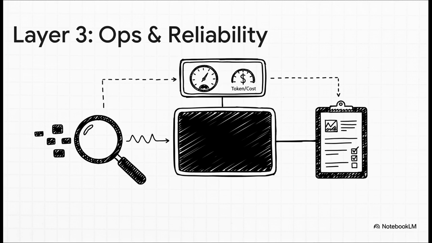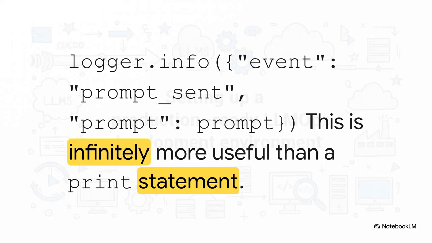Layer 3 is all about visibility. You absolutely need logging to see what your app is doing in real time. You need experiment tracking to remember which prompts worked and which ones didn't. And you need monitoring to watch for performance bottlenecks, errors, and critically, your token usage costs, because those can sneak up on you fast. And look, you don't need some massive complex system to get started.